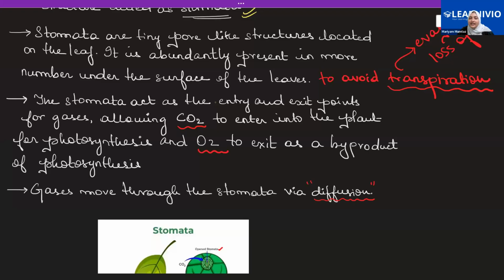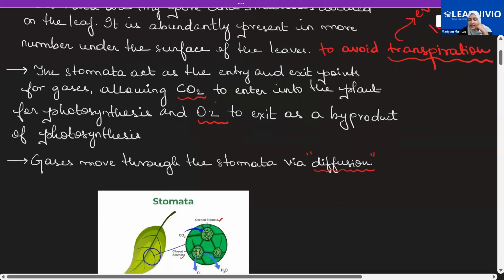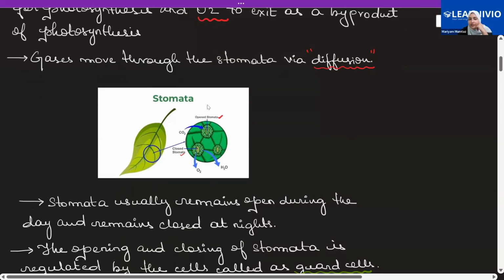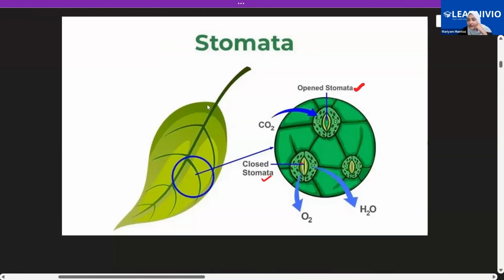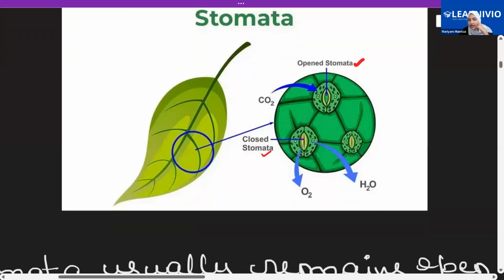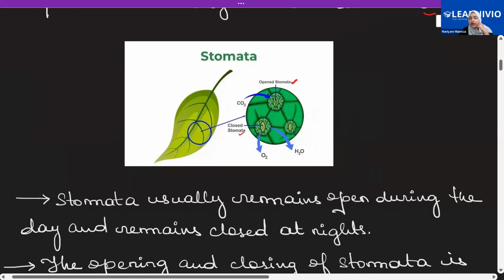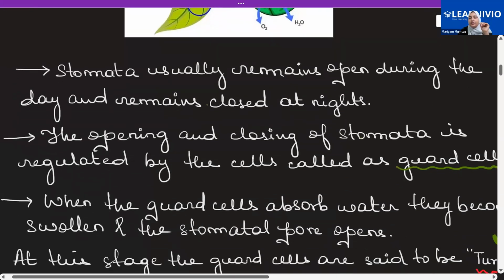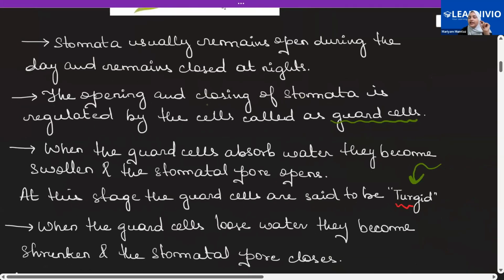Plants take in CO2 for their photosynthesis, and as a result of photosynthesis, they also produce a byproduct called oxygen, right? The gases move through the stomata via the diffusion process. Now, this is the enlarged version which shows the stomata. On the leaf, there will be this circular structure. The stomata has the property of opening and closing. It usually remains open during the daytime and closes at night.